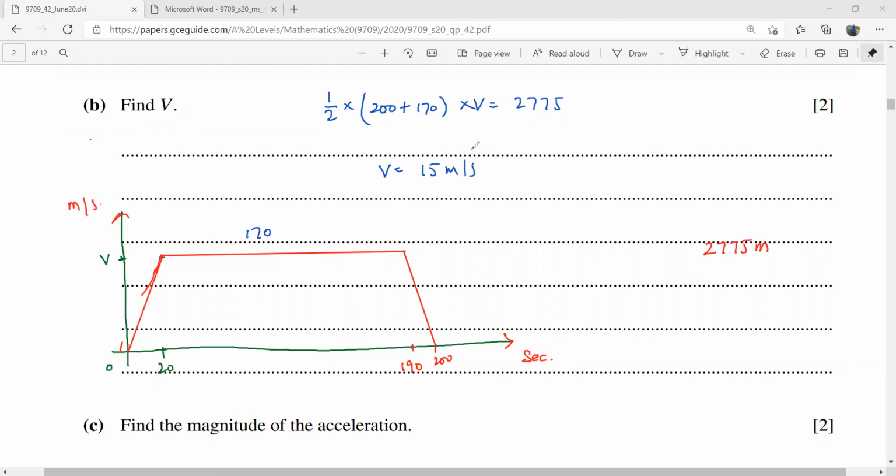Now it says find the magnitude of the acceleration. You can simply find the gradient, or you can use the formula V equals U plus AT as well. So the final speed is 15, the initial speed is 0, acceleration has to be calculated, and time taken is 20. So this acceleration, I think, is 3/4 meters per second squared.